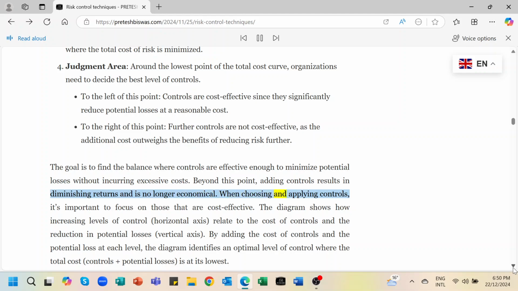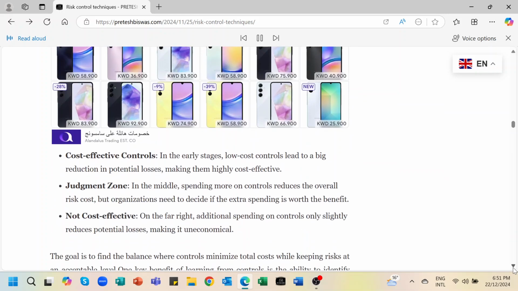When choosing and applying controls, it's important to focus on those that are cost-effective. The diagram shows how increasing levels of control, horizontal axis, relate to the cost of controls and the reduction in potential losses, vertical axis. By adding the cost of controls and the potential loss at each level, the diagram identifies an optimal level of control where the total cost, controls plus potential losses, is at its lowest.